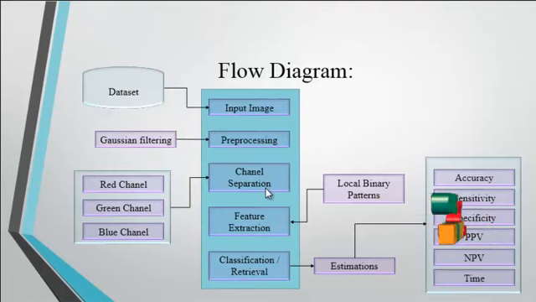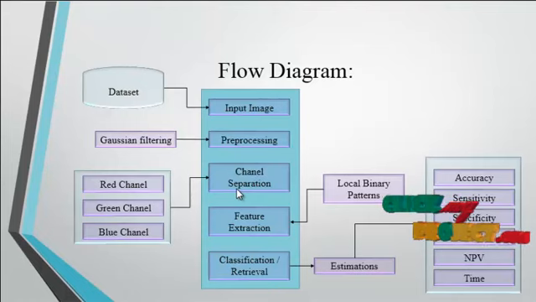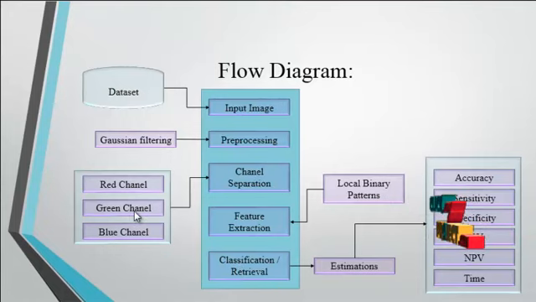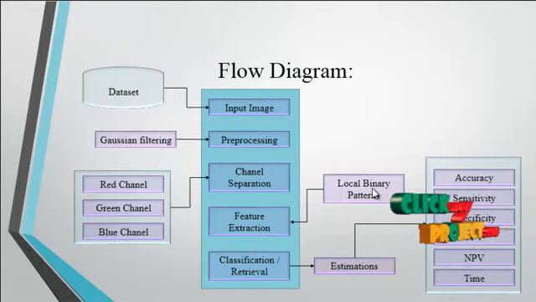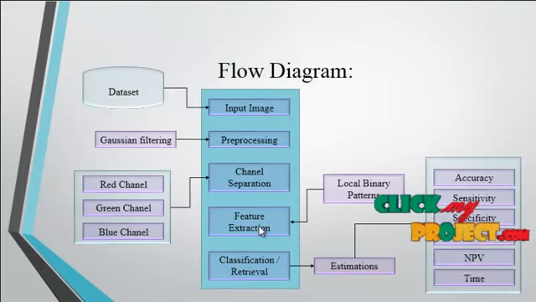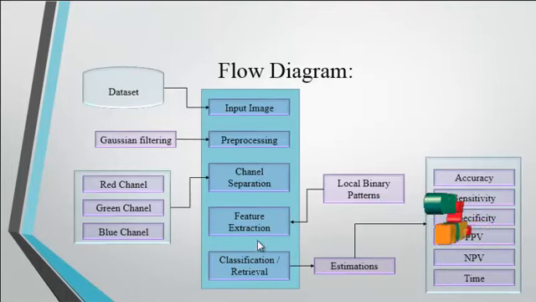In the input image, the color image is present. The color image consists of three bands. The first band is the red channel, the second band is the green channel, and the third band is the blue channel. After separating each band from the image, the feature extraction is carried out. The feature extraction is done by using the local binary patterns, that is the LBP. After extracting the feature patterns from the image, the respective feature is stored as a test feature.